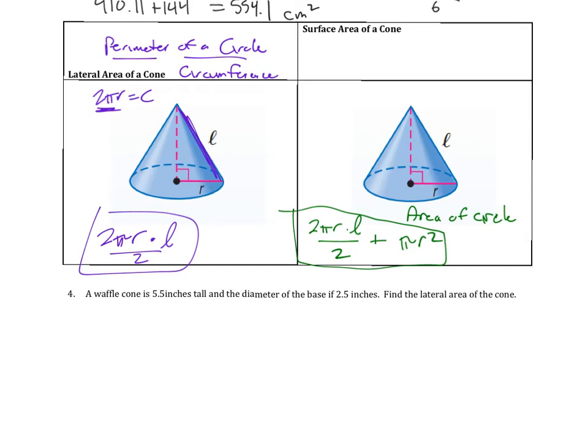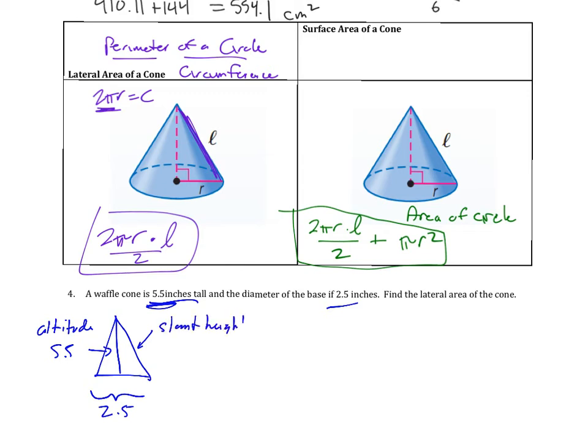So let's look here. Waffle cone is 5.5 inches tall. The diameter of the base is 2.5 inches. Find the lateral area of the cone. Well, if I look at this waffle cone, that's 5.5. Diameter is 2.5. I've got some work to do. First off, 5.5 inches tall, that's my altitude. That is not my slant height, which is what I want. So again, I'm going to use Pythagorean theorem. That's going to be 1.25. So I'm going to set it up like that and figure out what c squared is.